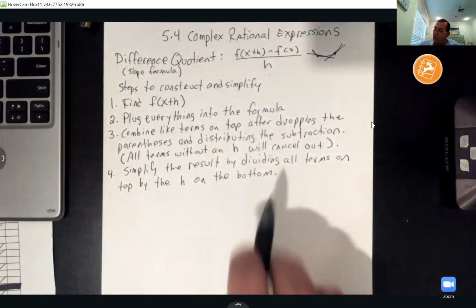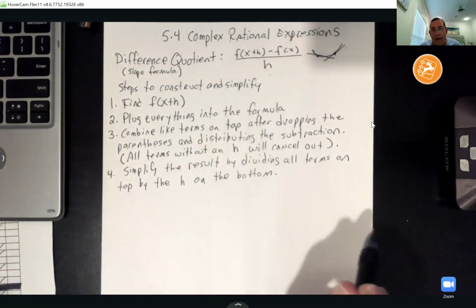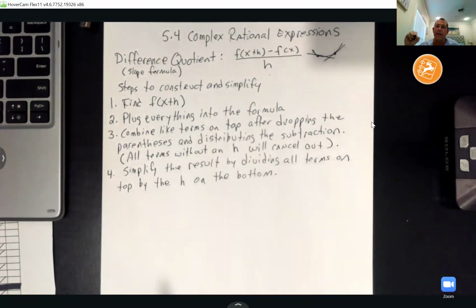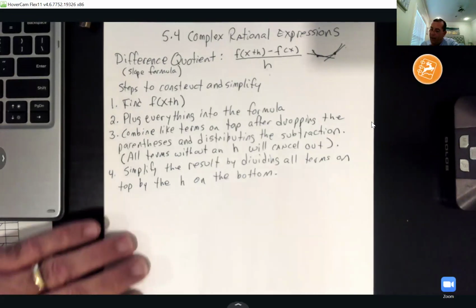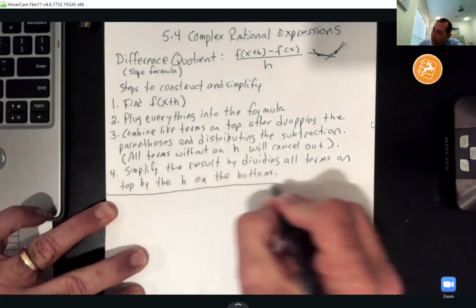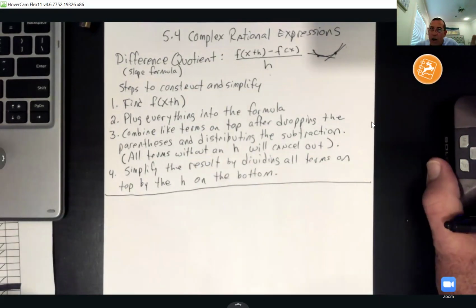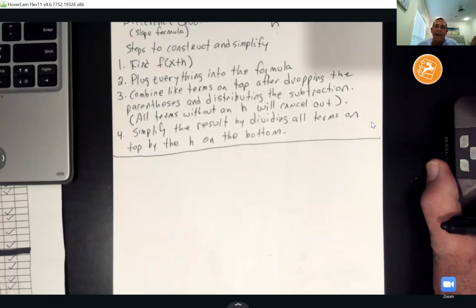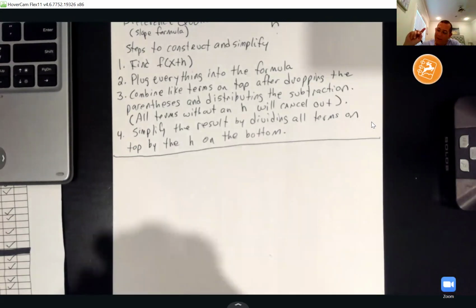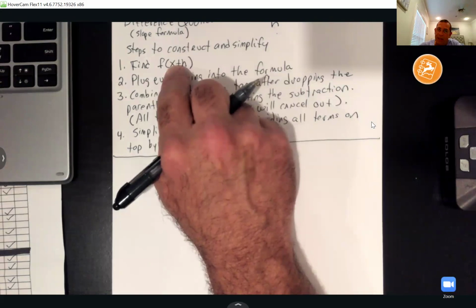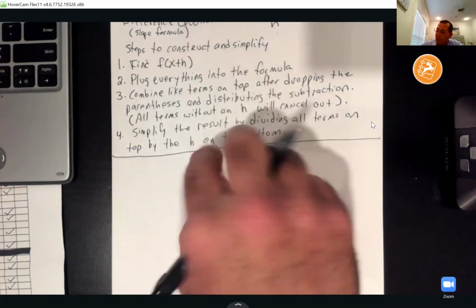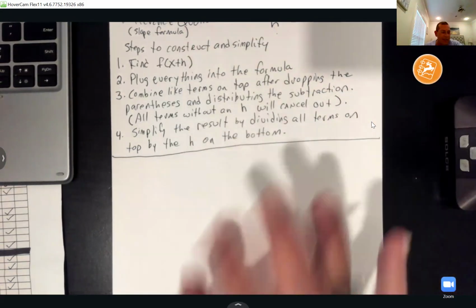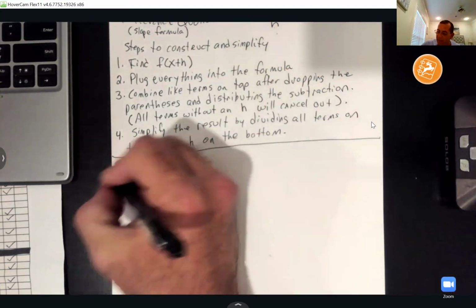Okay, so if you got 3 parts, everybody's going to divide by that h. 2 parts, everybody's going to divide by that h, okay? All right, y'all, these are not bad if you can figure out that f of x plus h. That's the hardest part to me, is getting that. Once we got f of x plus h, we're just plugging stuff in and simplifying and all that fun stuff, okay?